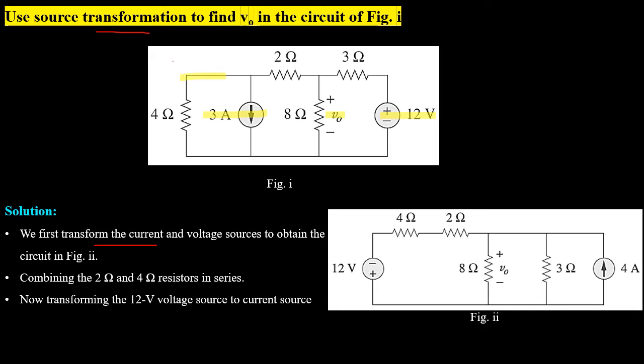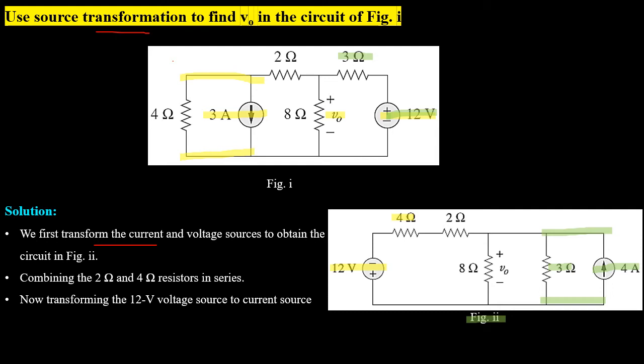12 volt voltage source in series with a 4 ohm resistor, and as a second step we will replace a 12 volt voltage source in series with a 3 ohm resistor with a 4 ampere current source in parallel with a 3 ohm resistor. This transformation is shown in figure B. And during this transformation, you have to keep aligned the polarity of the voltage source with the arrow direction of the current source as discussed earlier.